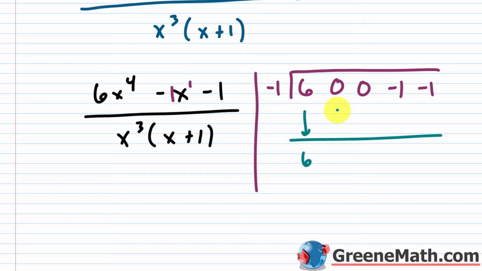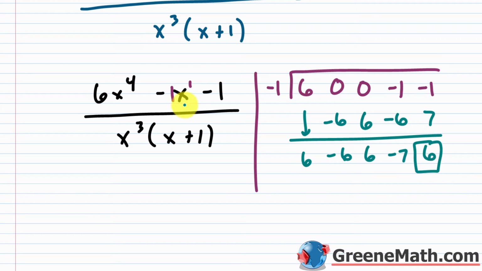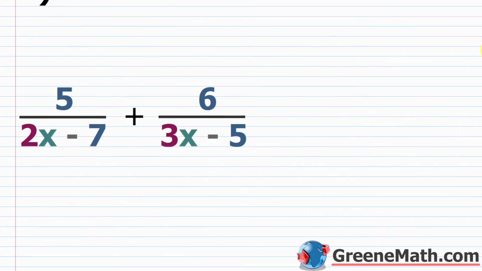So negative 1 times 6 is negative 6. Then 0 plus negative 6 is negative 6. Negative 1 times negative 6 is positive 6. 0 plus 6 is 6. Negative 1 times positive 6 is going to be negative 6. Negative 1 plus negative 6 is negative 7. Lastly, negative 1 times negative 7 is 7. Negative 1 plus 7 is going to be positive 6. So this is your remainder. It's obviously not 0. So this is going to be simplified, right? So we have 6x to the 4th power minus x minus 1 over your x cubed times the quantity x plus 1. All right, let's look at problem number 2.